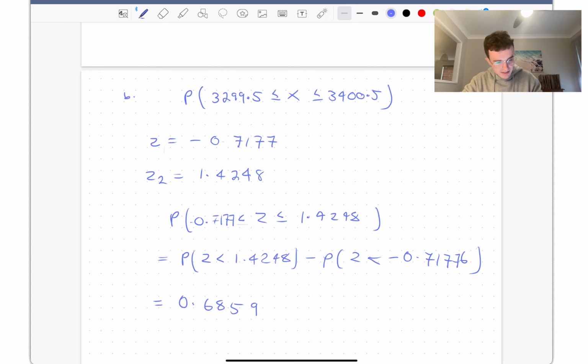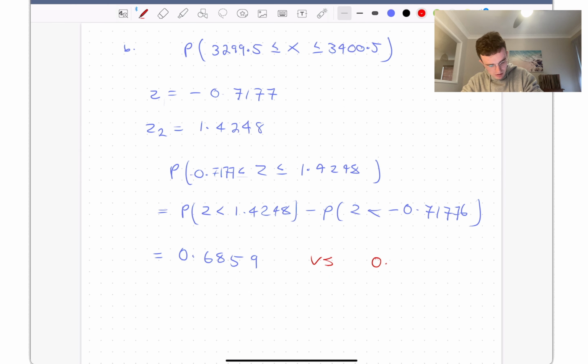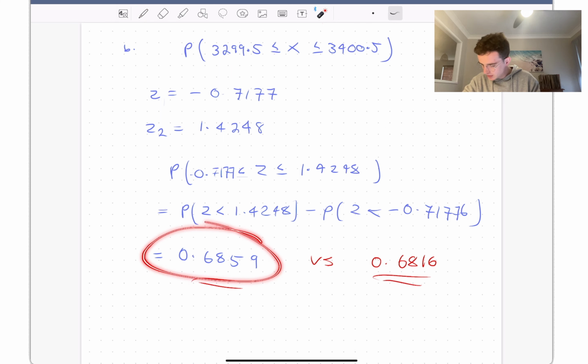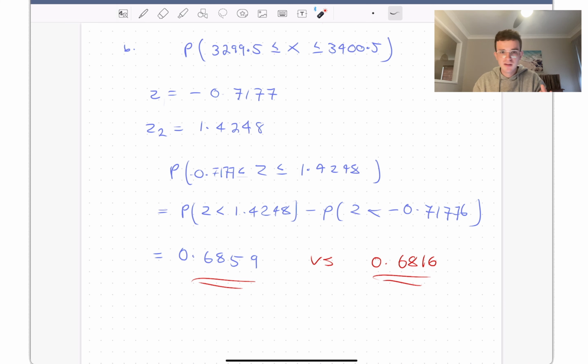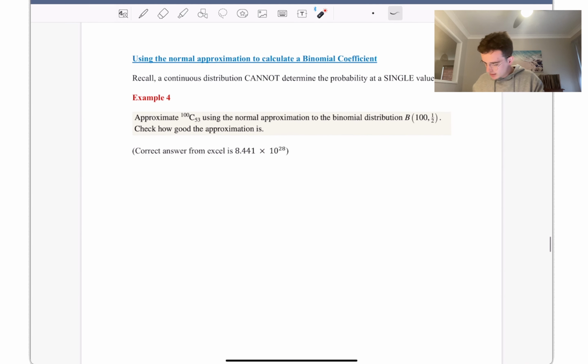Okay, so the difference in probabilities, we've got 0.6816 versus 0.6859. Looking at the difference in these probabilities, this one is probably more accurate, but we're going down to the thousandths. No one really cares about that in probability. It's an insignificant difference, so we don't really need to do that in this case. Okay.